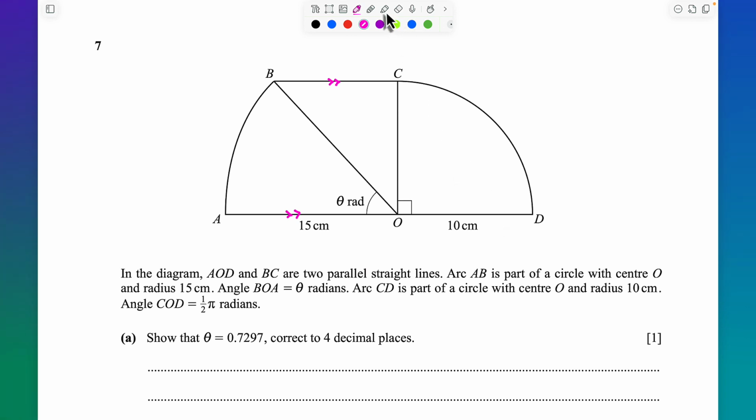Let's move on to the next piece of information we get in the question. It says, arc AB is part of a circle with center O. So I'm just going to mark that circle. We have this arc. This is the center O, so that means this is the radius, 15 centimeters. Which also means that to complete the sector, this is also the radius of the same circle. So the angle of that sector is going to be theta radians.